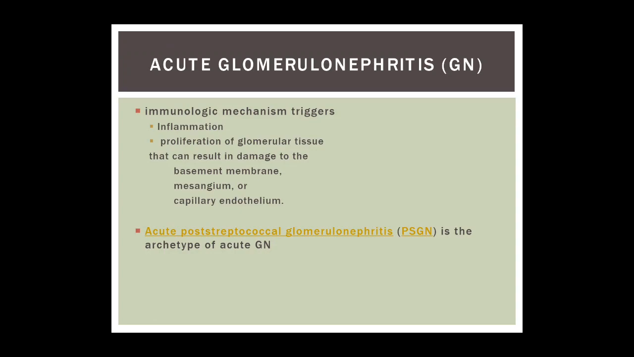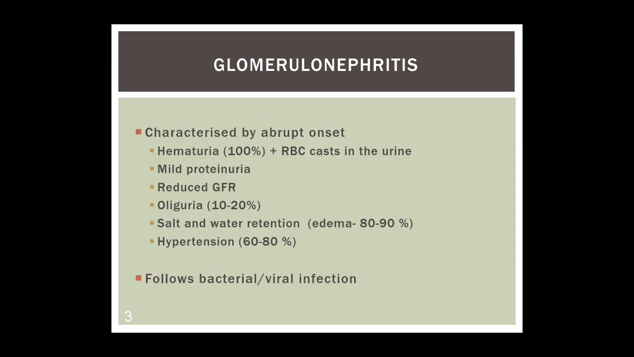Acute post-streptococcal glomerulonephritis is the archetype, or the typical example, that we use for acute glomerulonephritis. It's characterized by an abrupt onset of hematuria, wherein there will be RBC casts in the urine, if not just RBCs. Almost 99.9% of the patients will present with hematuria. Then you have cases who have mild proteinuria, usually less than 3 grams per day.